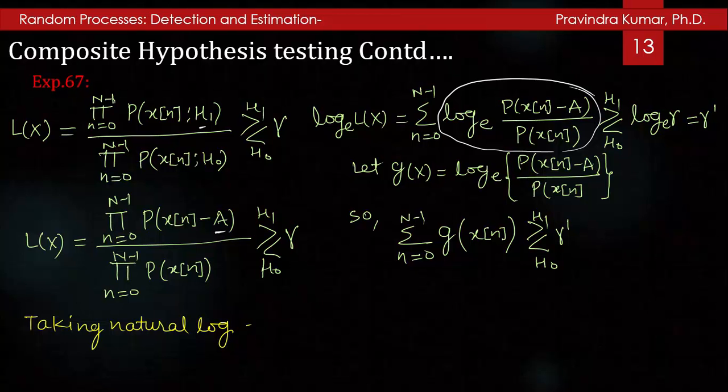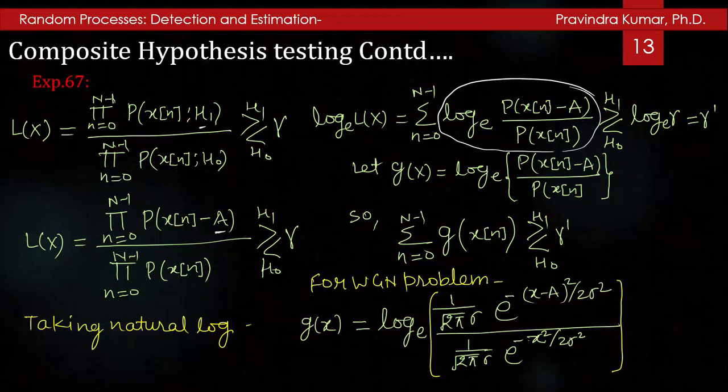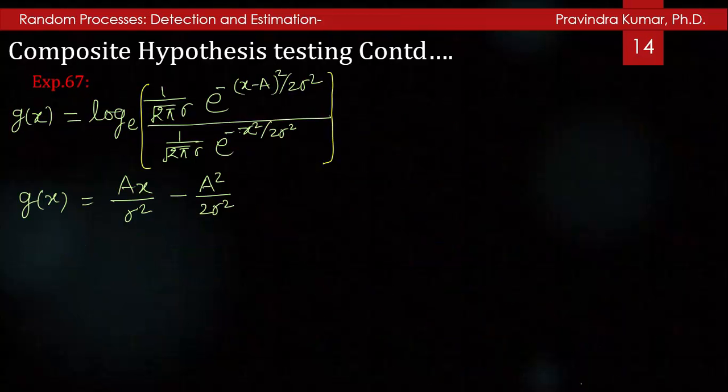And for the white Gaussian noise problem, you can write g(x) as log e of 1 by under root 2 pi sigma e to the power minus (x minus A) whole square by 2 sigma square, divided by 1 by under root 2 pi sigma e to the power minus x square by 2 sigma square. And you can write it as Ax by sigma square minus A square by 2 sigma square. So you can see here g(x) is linear with x for the white Gaussian noise case, meaning this log likelihood ratio will be linear with x.